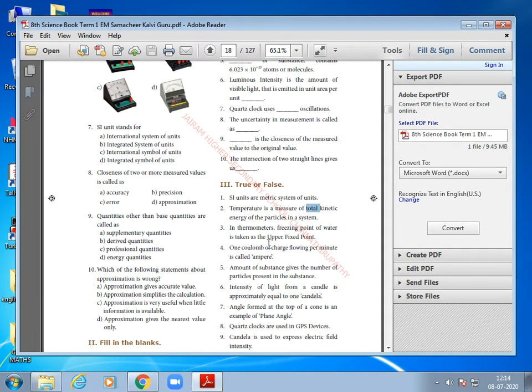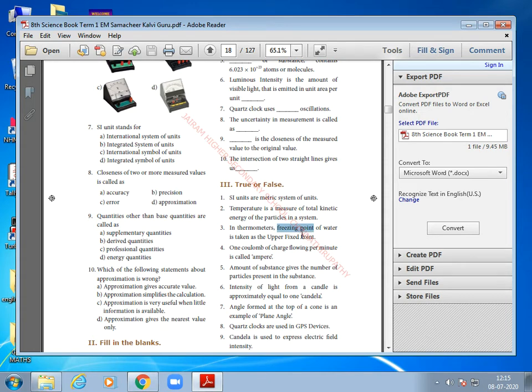Okay, next in thermometers, third question, in thermometer freezing point of water is taken as upper fixed point. This is false. This question is also a false statement. In thermometers, it is the boiling point. The correct statement is for boiling point. Instead of freezing point, what should we write? It's boiling point. Boiling point of water is taken as upper fixed point.